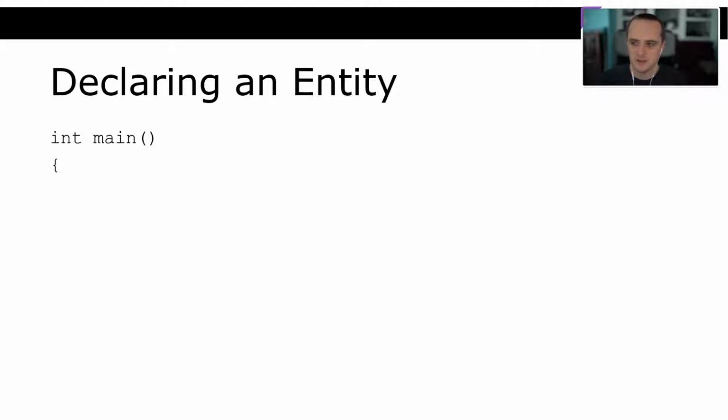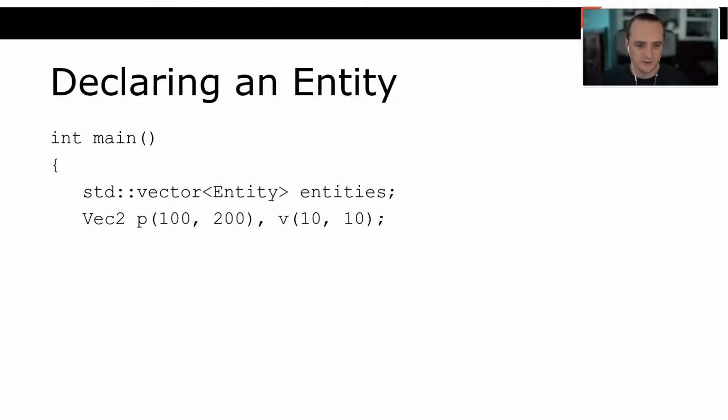So let's just say we have a main function, all right? And I'm going to have some entities. So I'm going to have a standard vector of entities, call that entities. And now I'm going to have some Vec2, right? These are just X and Y locations. I'm going to create 2 of them. And you can create multiple variables on the same line in C++. I just did this because I want to save space in the slides. So we're going to have a position of 100, 200, and we're going to have a velocity of 10, 10.